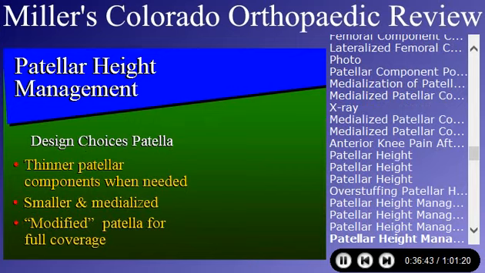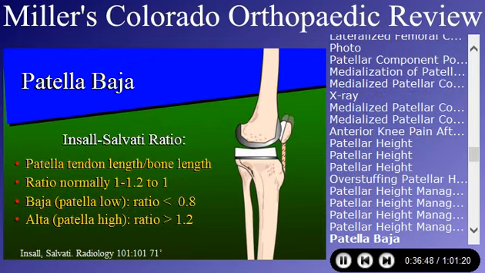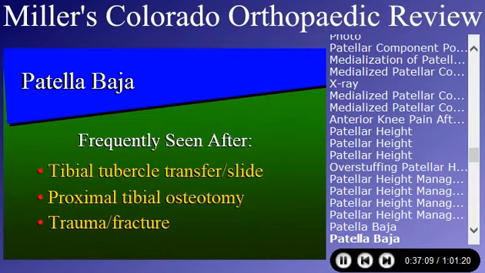Patella baja is another issue. Remember the Insall-Salvati ratio. It is patella tendon length over bone length. So when you measure, remember the ratio, it's tendon first over bone. And so if you have patella baja, the ratio is less than 1. So remember, tendon length over bone length, and then that makes the ratios make sense to you. Patella baja is frequently seen after tibial tubercle transfers or slides where you have realignments for patellofemoral maltracking, proximal tibial osteotomies, and trauma and fracture.